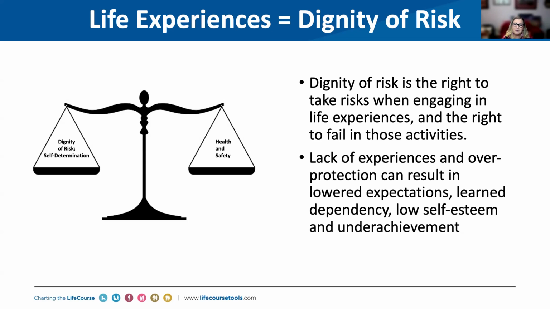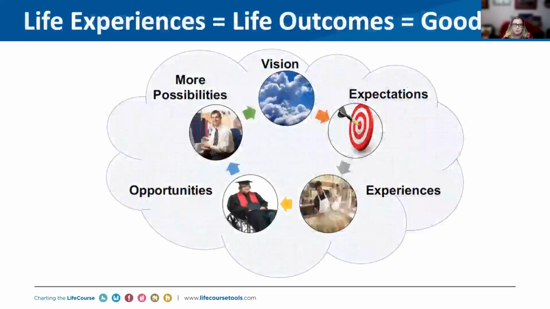And so if we protect people so much that they can't do that, then it's going to make them more vulnerable in the future. And it can result in things like lowered expectation and dependency and low self-esteem and underachievement. And that's not what we want for anybody. And so people have to be able to try things and do things and sometimes mess up like we all do and not be held back for it the rest of their lives because they tried it once and failed at it.